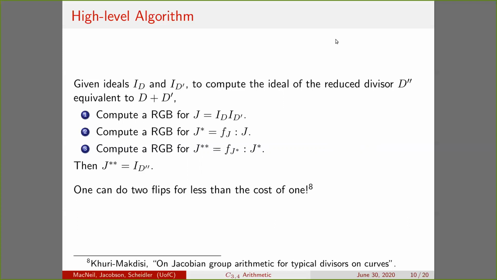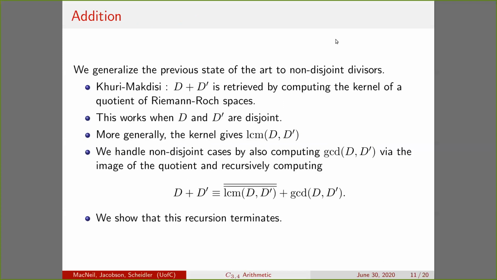Now in 2018, Costello and Meyer showed that the second and third steps can be combined into a single reduction step that's cheaper than even the second step alone. So that's enough for the background. We can talk now about what we actually did in this paper.